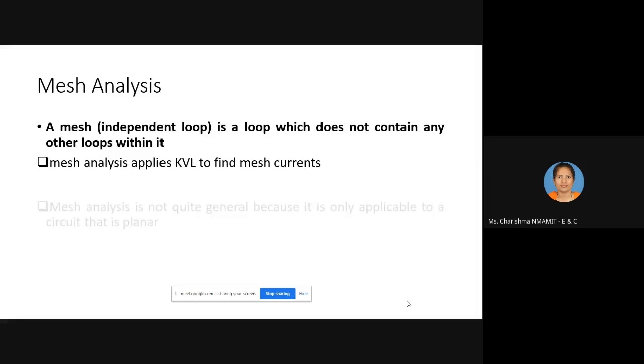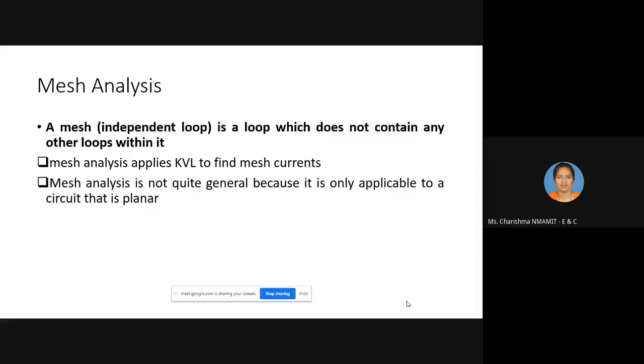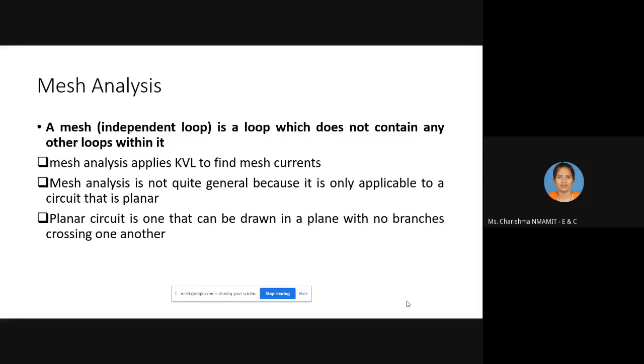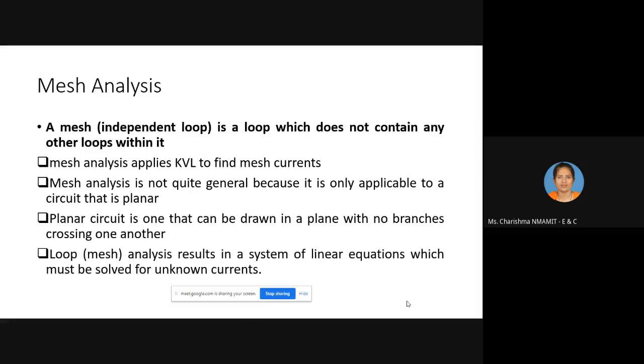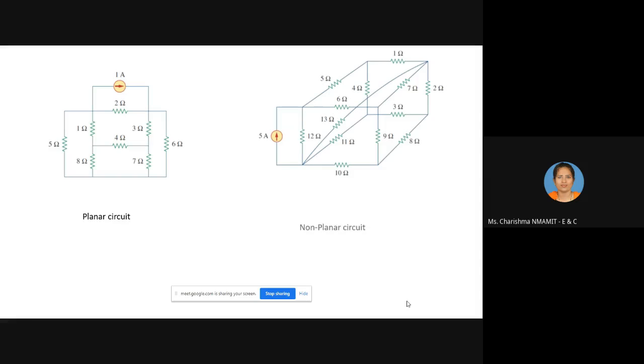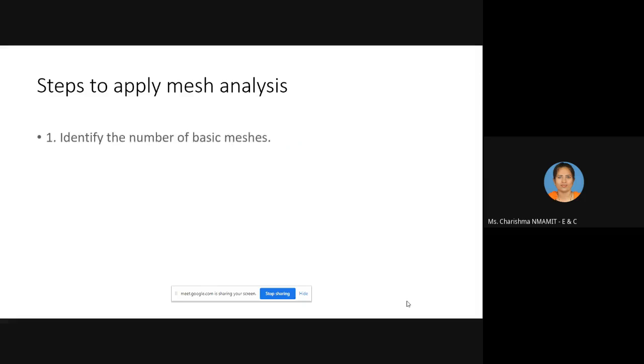Okay, so now, mesh analysis is applicable only to the circuits that are planar. A planar circuit is nothing but one which can be drawn on a plane with no branches crossing one another. So when you write the KVL equation for the meshes, you will get linear equations which are to be solved in order to find the unknown currents. So you have seen the difference between planar and non-planar networks.